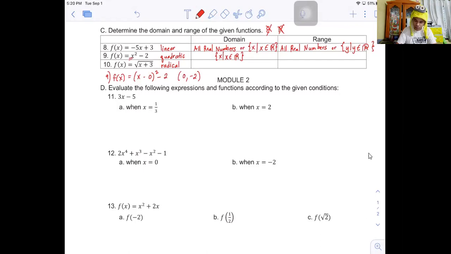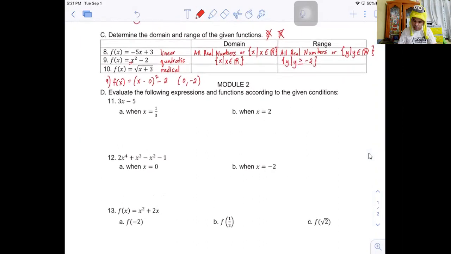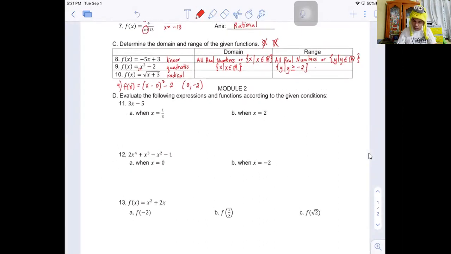So you can write the set of all y such that y is greater than or equal to negative 2. Another way of stating this is all real numbers greater than or equal to negative 2. And by the way, some of you answered it in this way: the set of all y such that y is an element of the set of real numbers, then y is greater than or equal to negative 2.